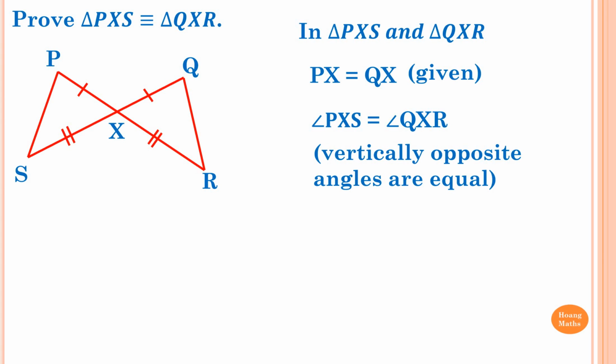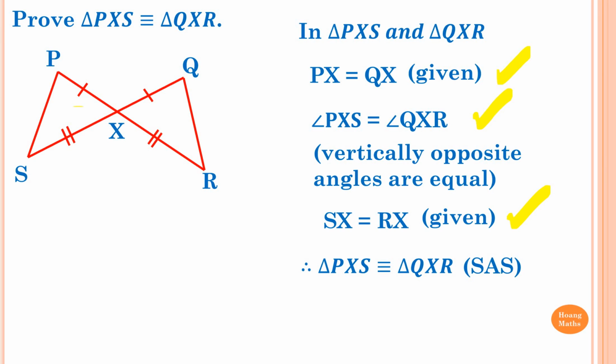And last, SX is equal to RX. And it's stated that these two symbols mean they both are equal. So the reason is given. So now we have corresponding sides, corresponding angles, and then corresponding sides are equal. So 3 pairs. So therefore, triangle PXS is congruent to triangle QXR. And the rule is SAS.